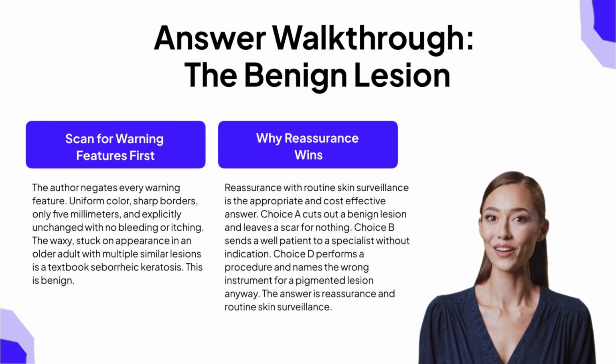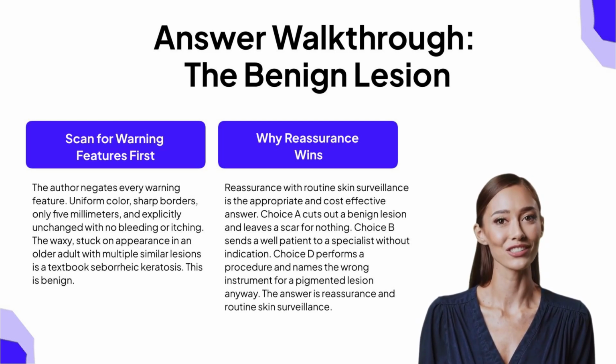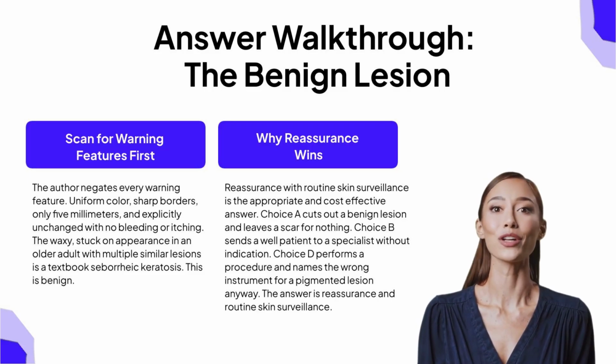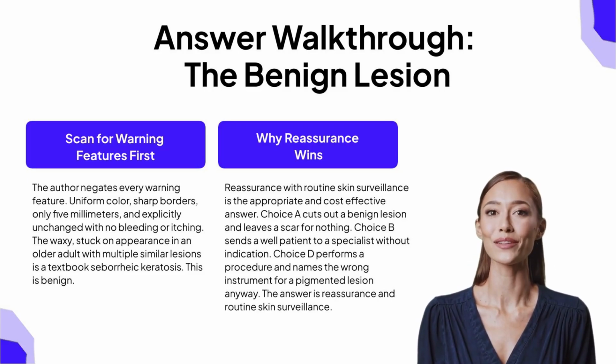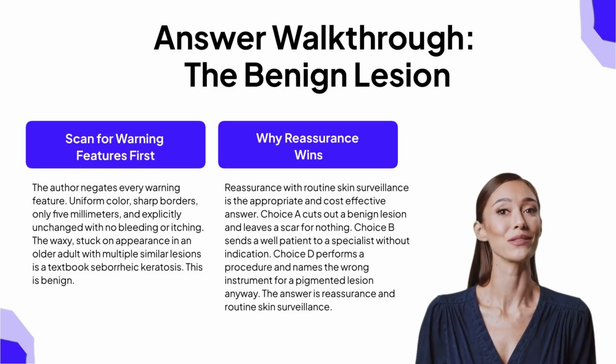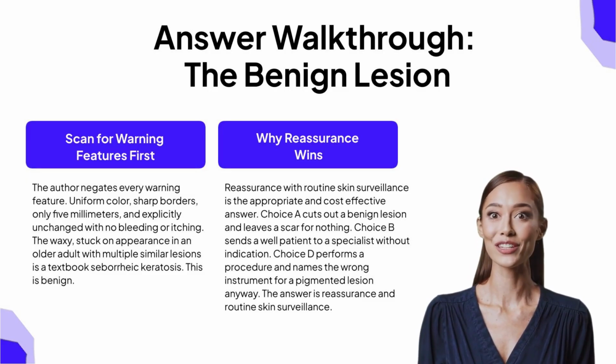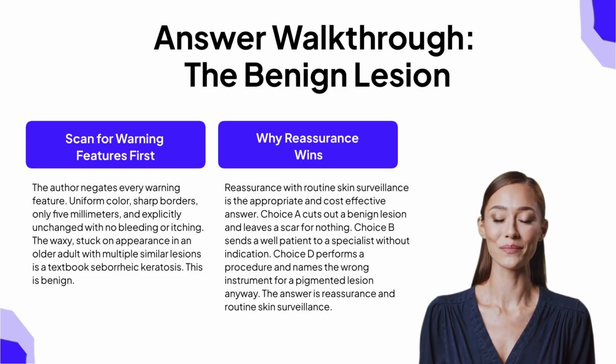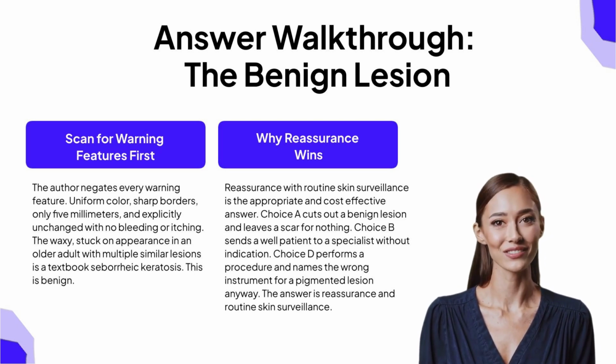Uniform colour, so no colour variation. Sharp borders, so no border irregularity. 5 mm, so under the threshold. No change, no bleeding, no itching, so no evolution. When a writer negates each warning feature by name, that is not filler, that is the diagnosis. Add the waxy, stuck-on appearance in an older adult with several similar lesions, and you have a textbook seborrheic keratosis. Benign. The answer is C, reassurance and routine skin surveillance.